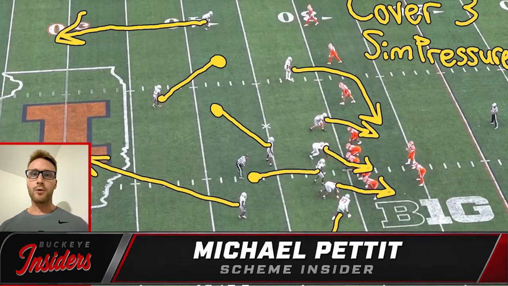All right, so that's a creeper. So what makes a sim pressure different from a creeper? So a sim pressure, which is short for simulated pressure, what makes it different is that you have five or more guys walked up on the line of scrimmage.